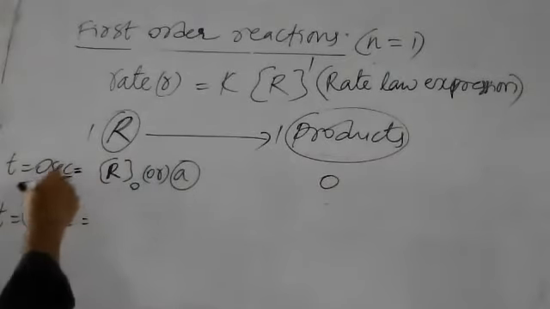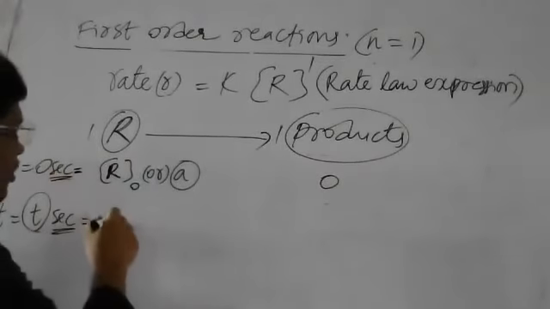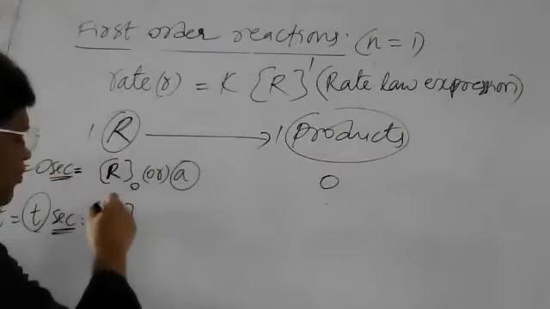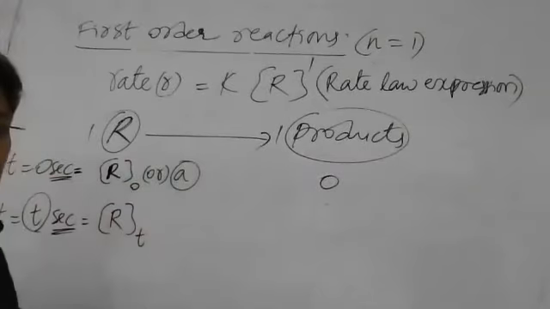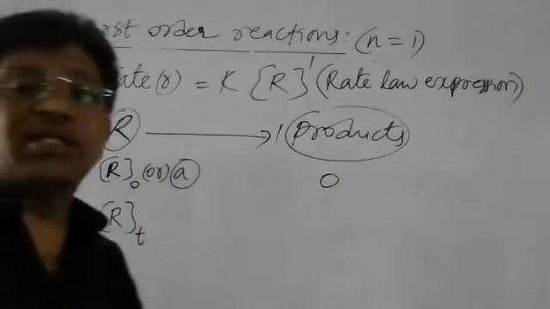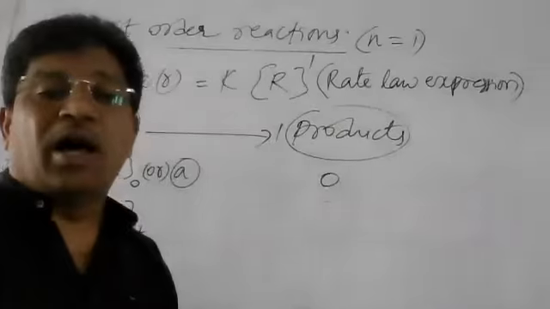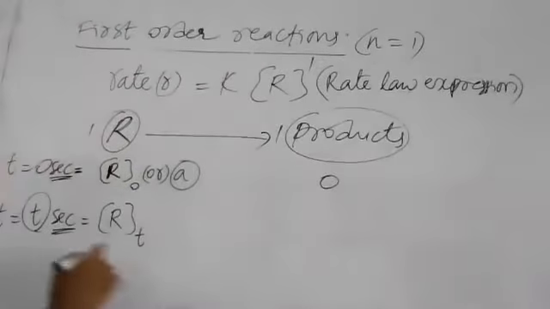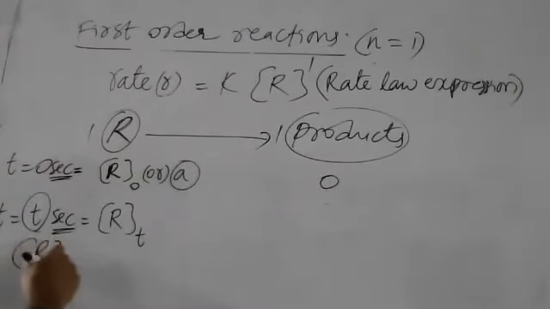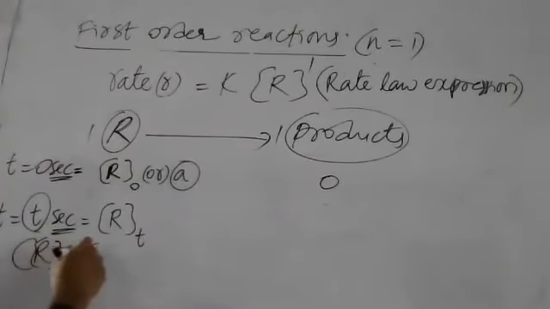Next, when time is t seconds, here it is 0 seconds, it is t seconds. Now what is the concentration of R at t seconds? R t. So what we have to understand here, which is greater? R naught is greater than R t.